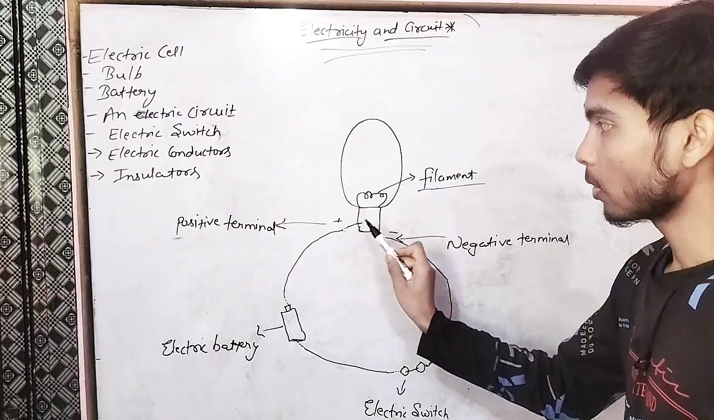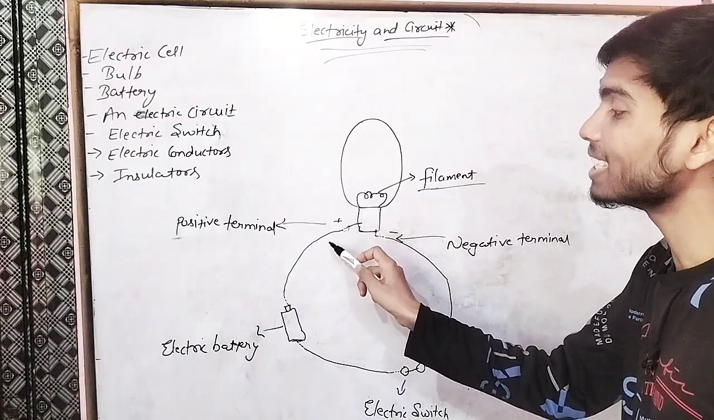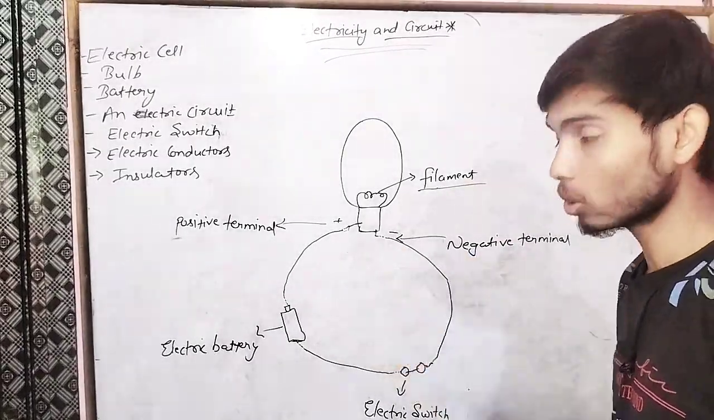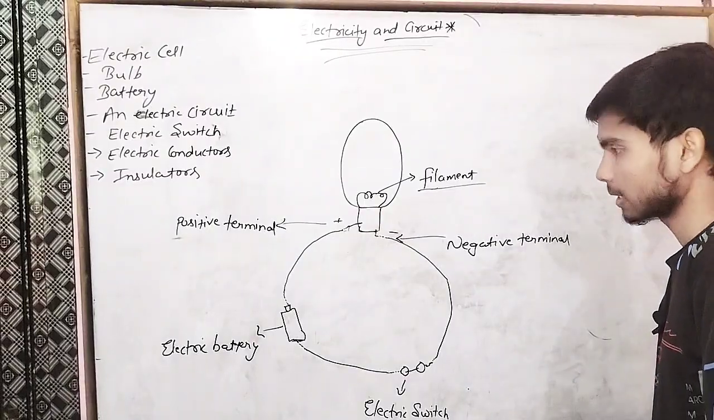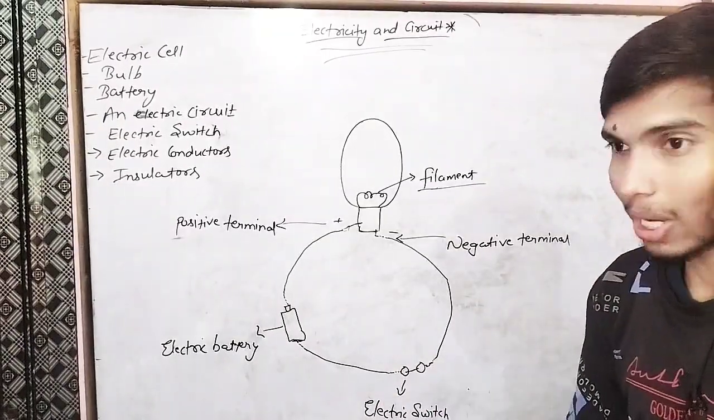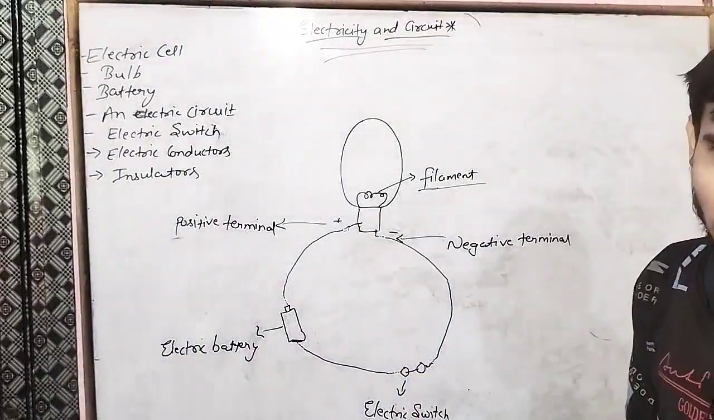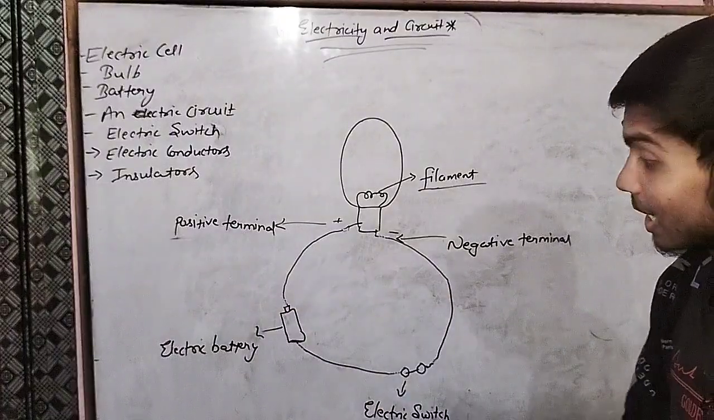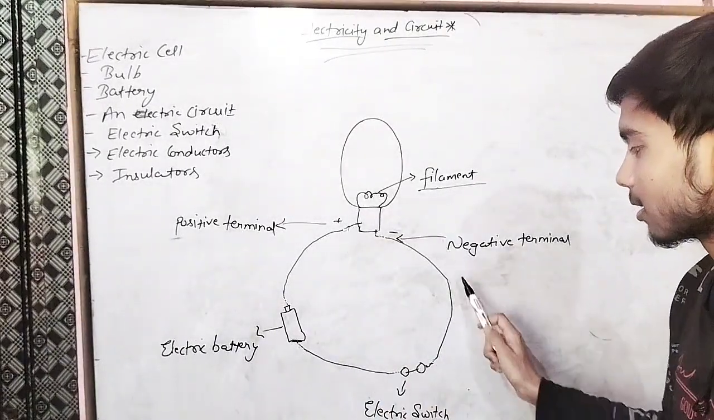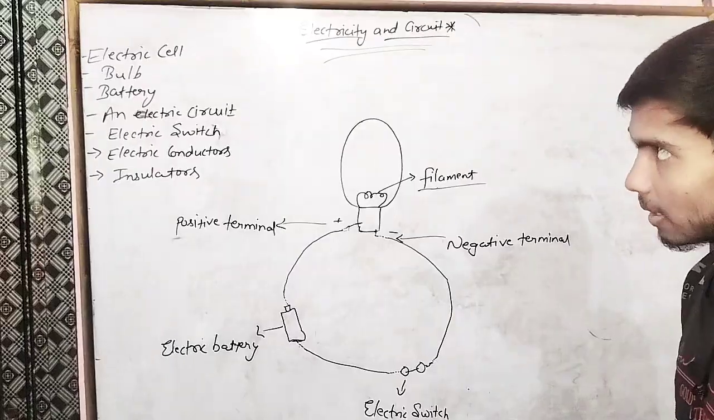Clear? Here we removed the end of this electric wire to connect with this electric bulb and with the electric battery. Clear? And as we know, this metal cap is a hint of the positive terminal. So this is the positive terminal, and this is the negative terminal. Clear?